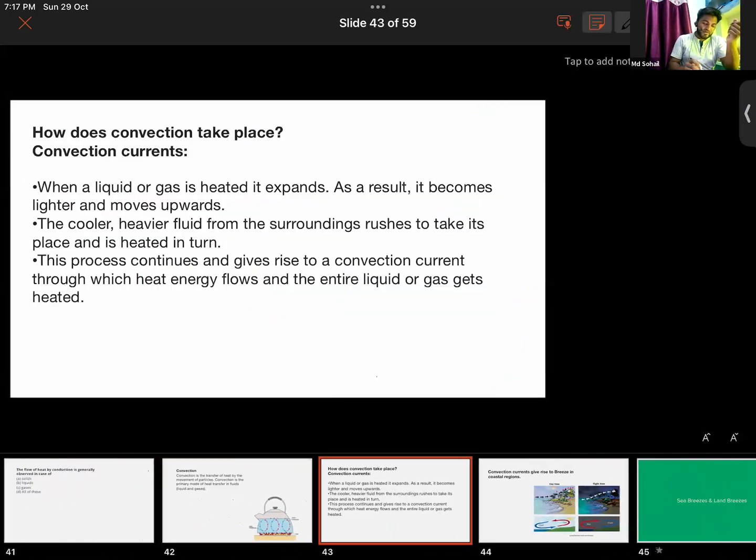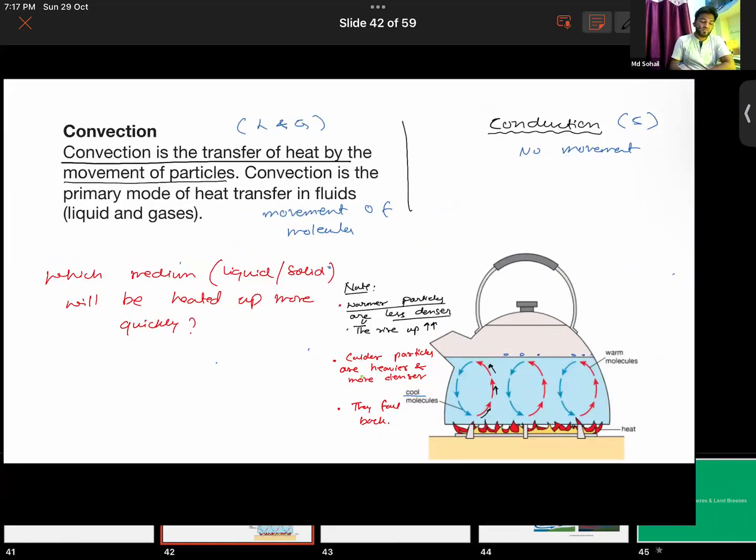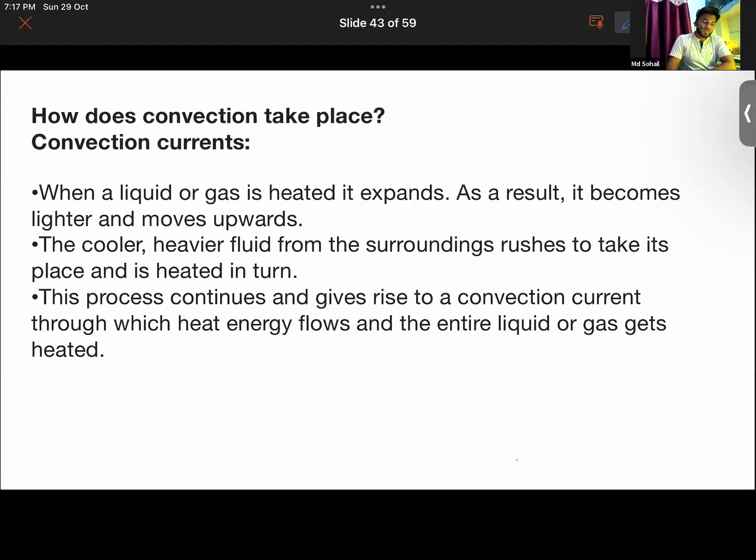All right. Now, so far in the case of convection, we have only been talking about liquids. Moments later, we will come to gases also. And we will take daily life examples too, like what the applications of convection currents are. So how does a convection current take place?